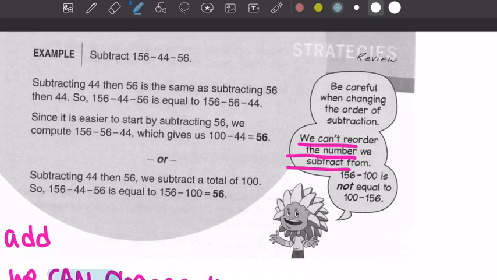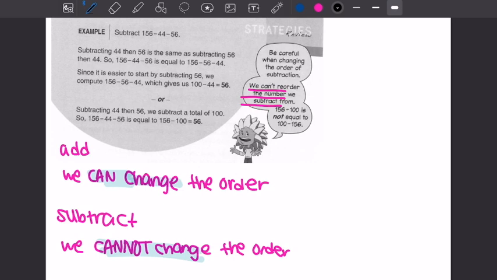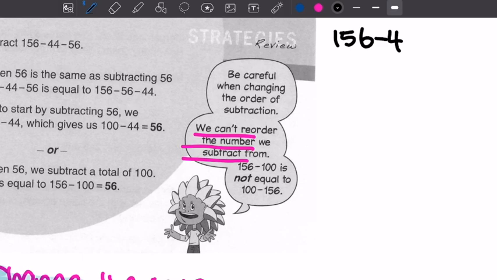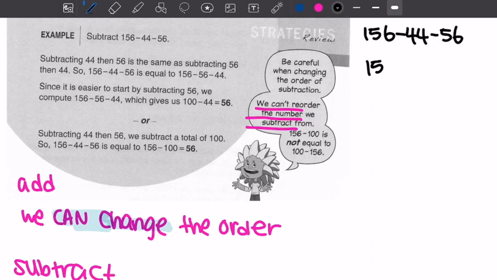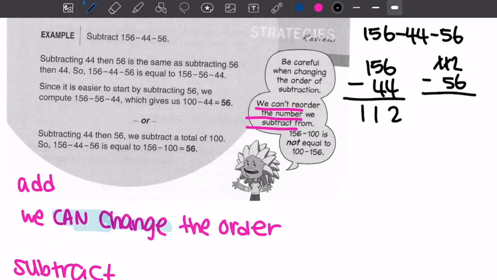Now, let's look at this example. We have 156 minus 44 minus 56. Now, let's try doing the left to right method. First, 156 minus 44 is equal to 112. And then 112 minus 56 is equal to 56.